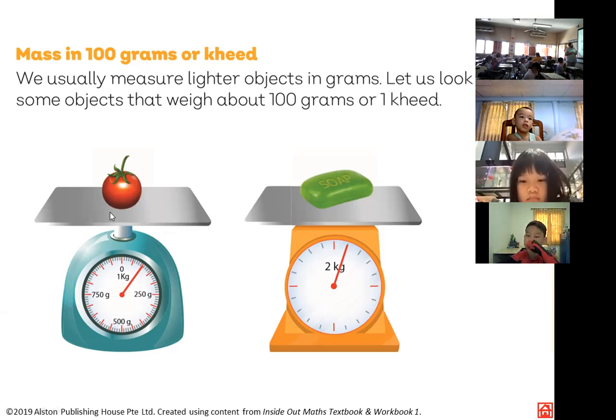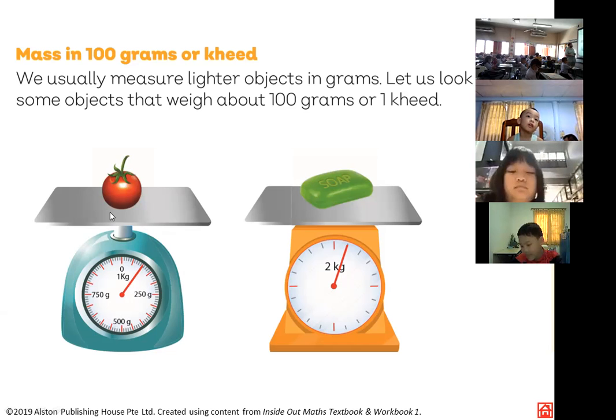Okay. So let's look at our scale. Our scale is only for 1 kg. How much do you think our tomato weighs? This is not kgs, this is grams. Well, maybe let's have a look. So that's 250. So this is 50.